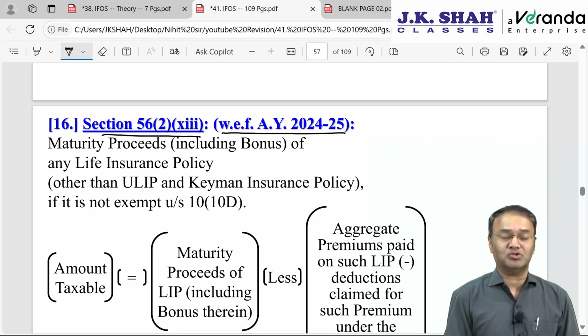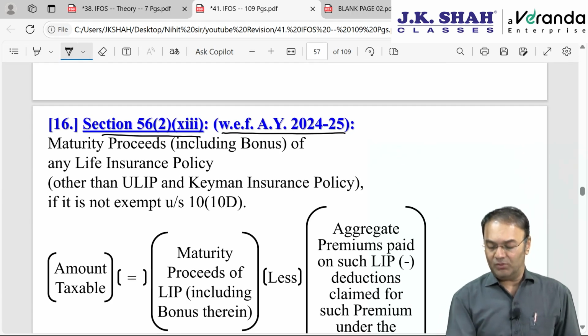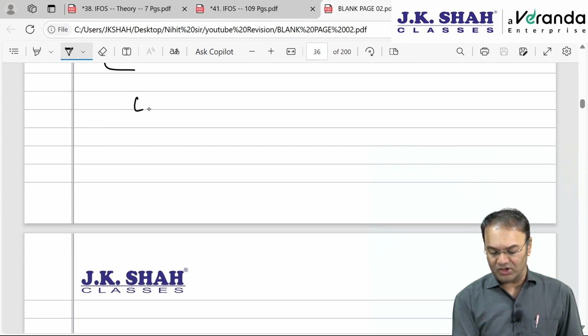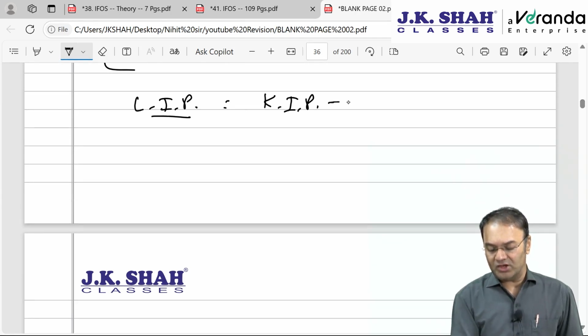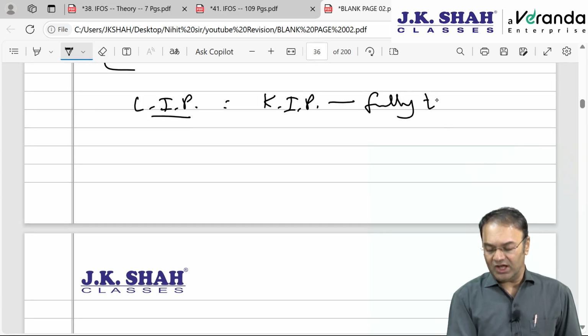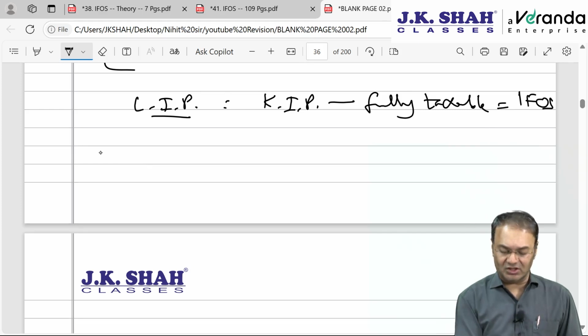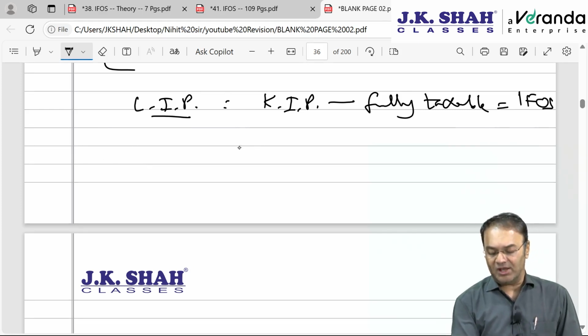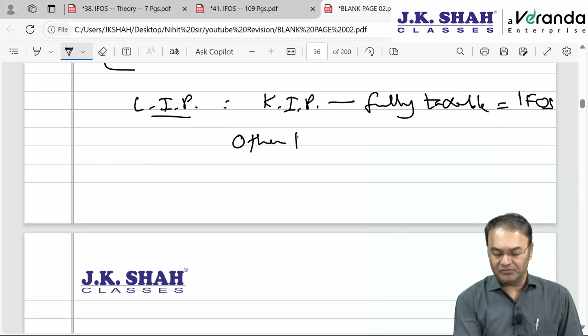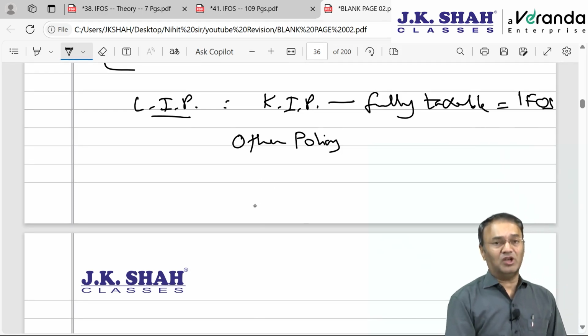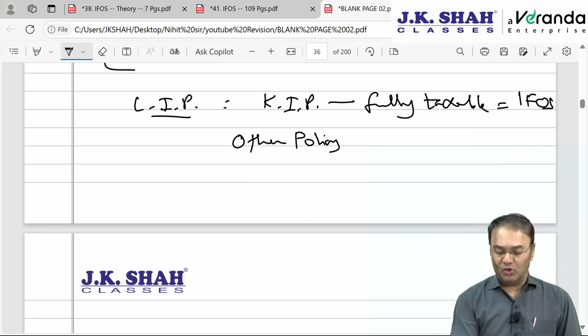This is maturity proceeds of a life insurance policy. We know pretty well about maturity proceeds of a life insurance policy. If it is KIP, Keyman insurance policy, it is fully taxable, no formula needs to be applied, under the head either PGBP, salary or IFOS. If taxable under IFOS, it will be taxed under this section. Then if it is other than KIP, another regular, normal policy, then up till now it was taxable only if not exempt.